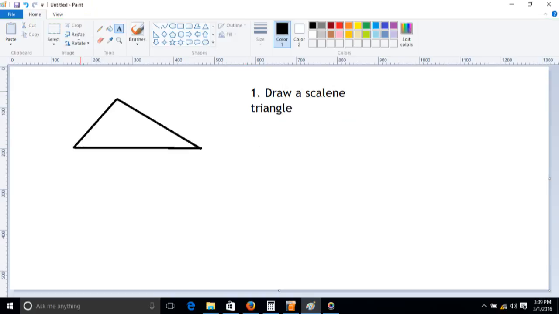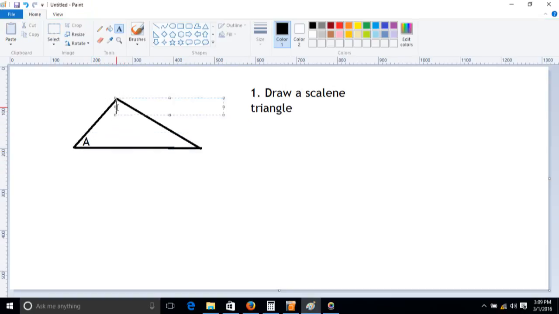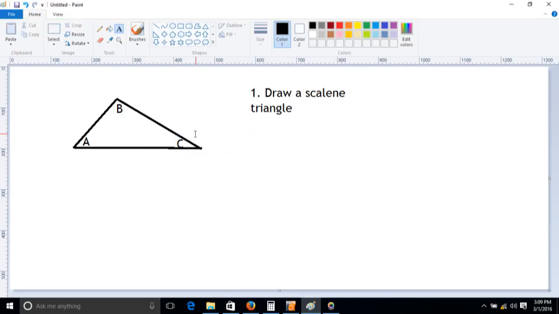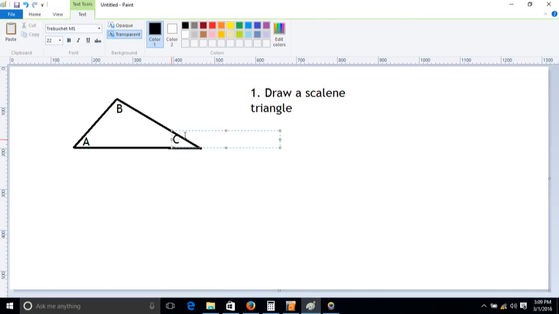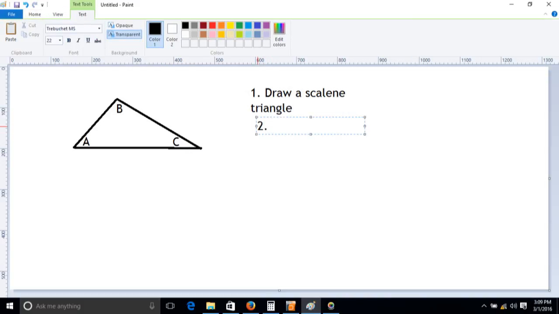then next, label each angle. So for instance, this one we call A, this we call B, and this we call C. So angle A, angle B, and angle C. And after that, we need to write labels, name your angle, and then the third step is name your sides.